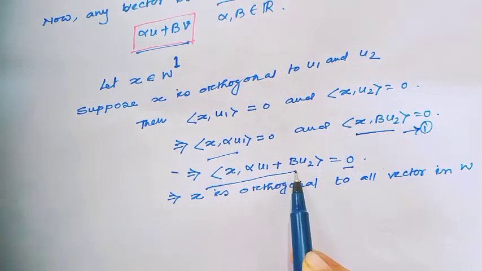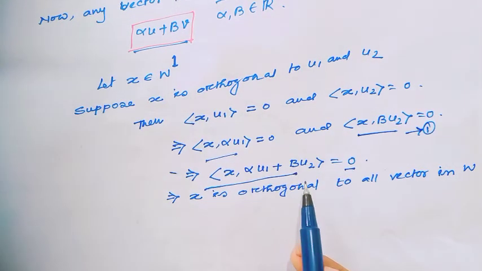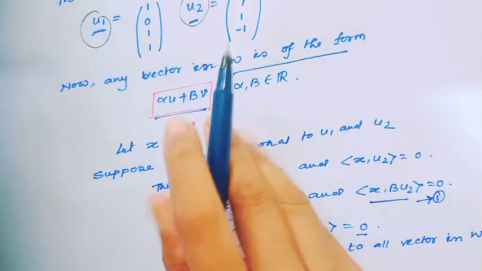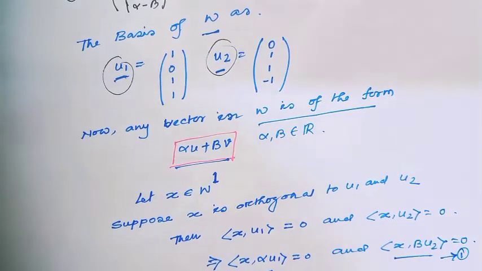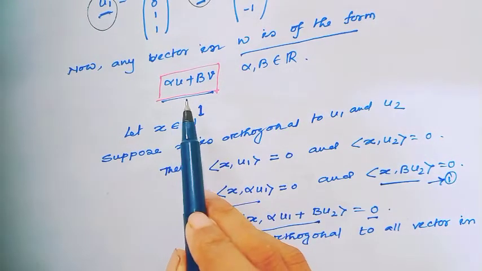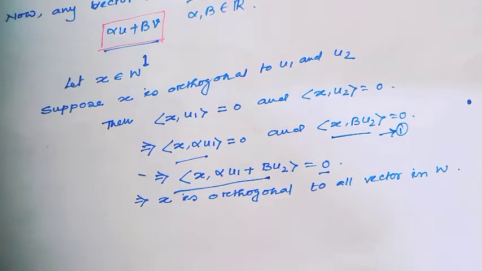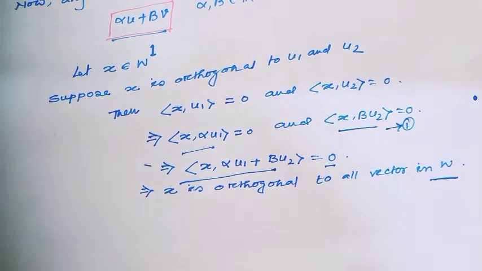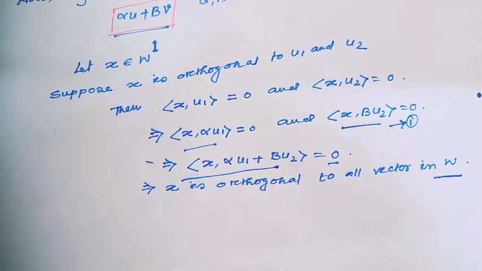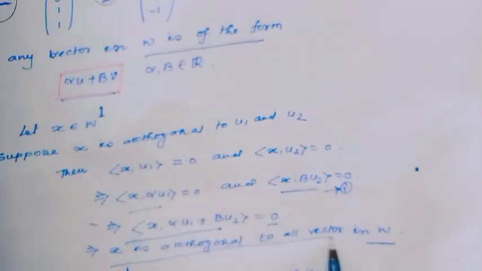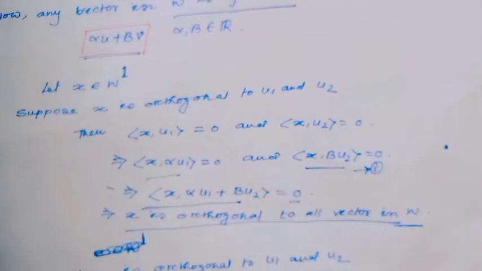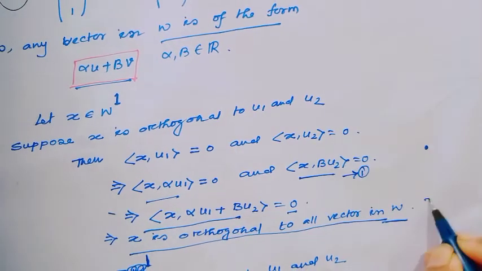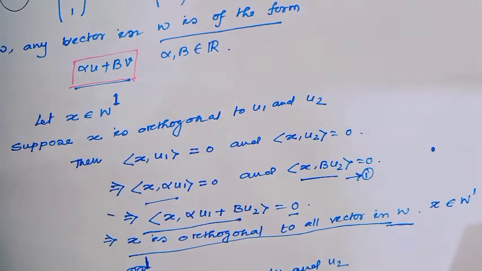then inner product of X with alpha U1 plus beta U2 equals 0. And that implies, since U1 and U2 are the basis of W and any vector of W is of the form alpha u plus beta v, X is orthogonal to every vector of W. Are you getting? Because every vector of W is written as alpha u plus beta v. Since X is orthogonal to every vector of W, X obviously belongs to W perp. Okay?